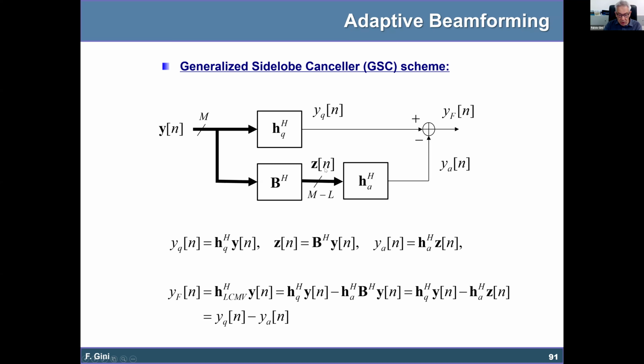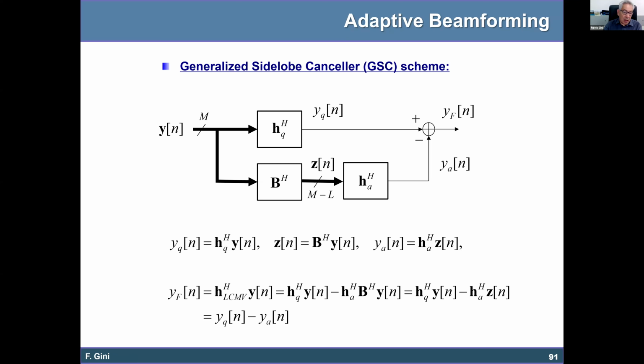Below, the output of B is this vector, which is m minus L dimensional. So B Hermitian Y is m minus L dimensional. And then we multiply by this, and we get this other scalar, and from the difference, we get the output of the beamformer.